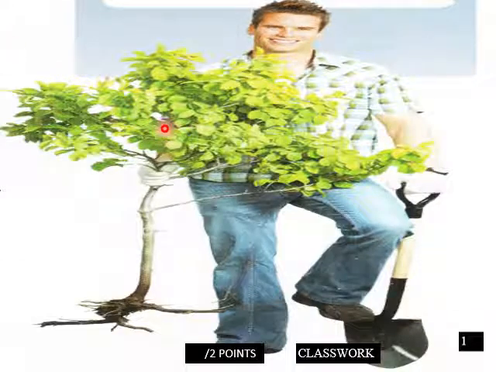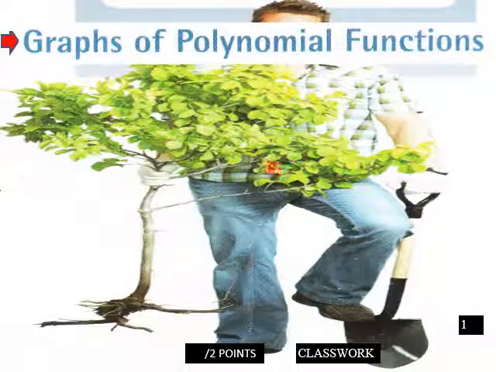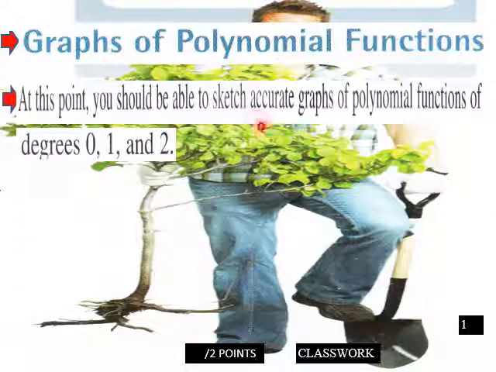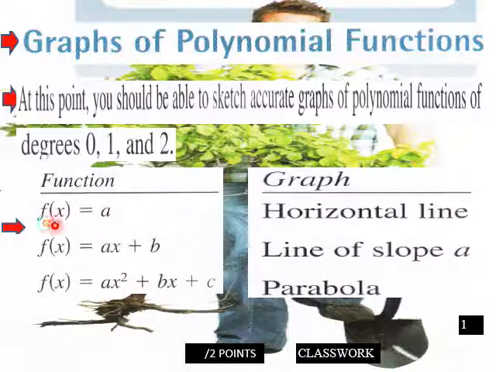Okay, moving right along into our first slide. Graphs of polynomial functions. This will be on your classwork, students. At this point, you should be able to sketch accurate graphs of polynomial functions up to the second degree. So, f of x equals ax plus b is a line of slope a, in slope-intercept form of a line. And then a parabola. This is your equation that describes a parabola.